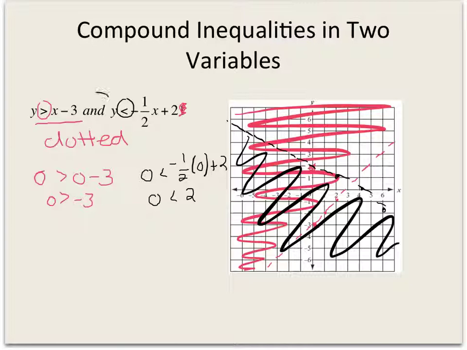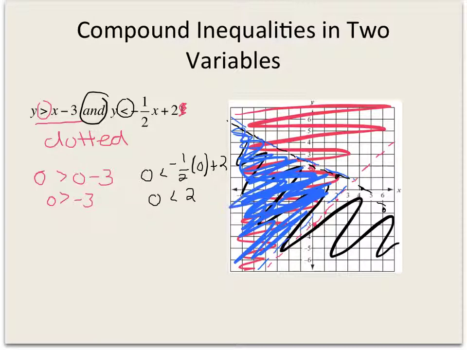So this looks kind of messy, but what does this mean? Remember, I want and. So I want the place where both of those equations are true. So I'm actually looking for the section where they overlap, which is right here. And that whole section, any point in that section, if I plug it into both of those equations, I will get a true statement.